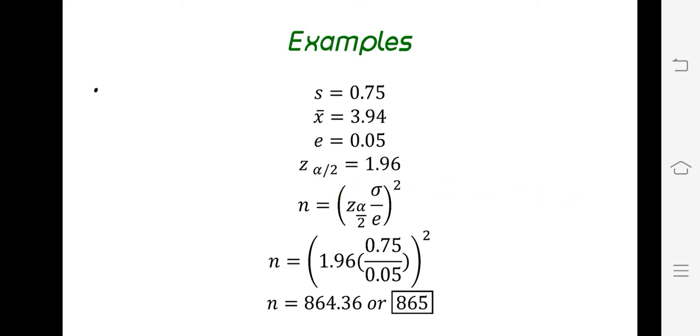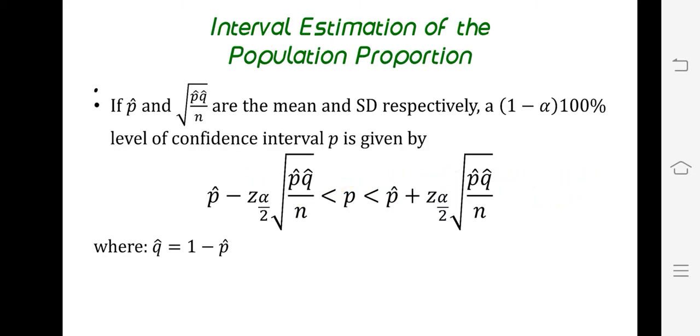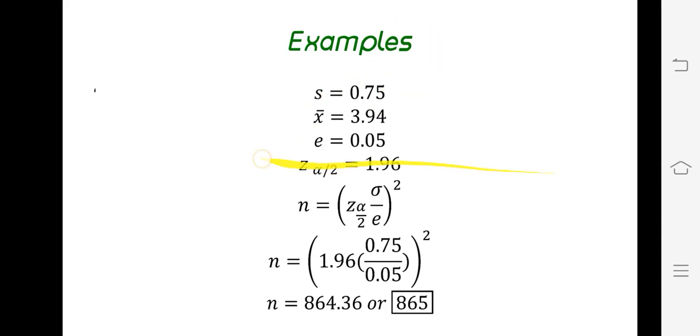Okay, the next lesson is interval estimation of the population proportion. So p hat, this is read as p hat, and this one is the square root of p hat q hat over n, are the mean. Actually, this must be the sample proportion and the standard deviation, respectively.